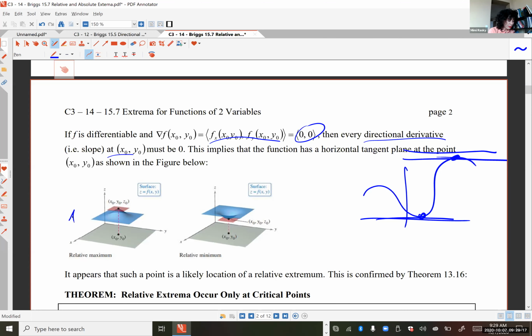So if you look at this picture here, I want you to notice that this looks like a relative max. It's got a little bump there on the blue surface. And when they put a little tangent plane there, that's that little red portion of a tangent plane, do you notice that the tangent plane is horizontal? Please say yes.